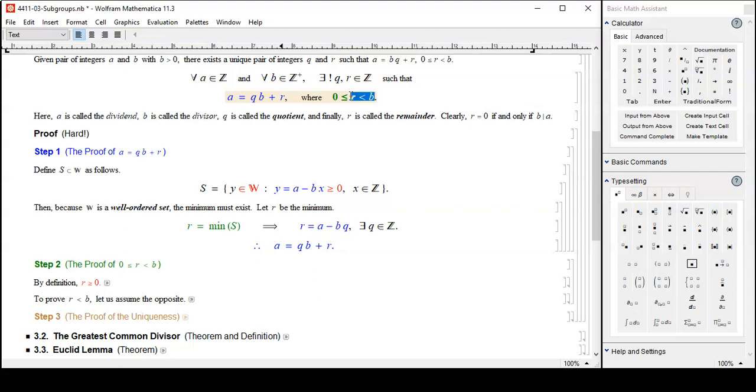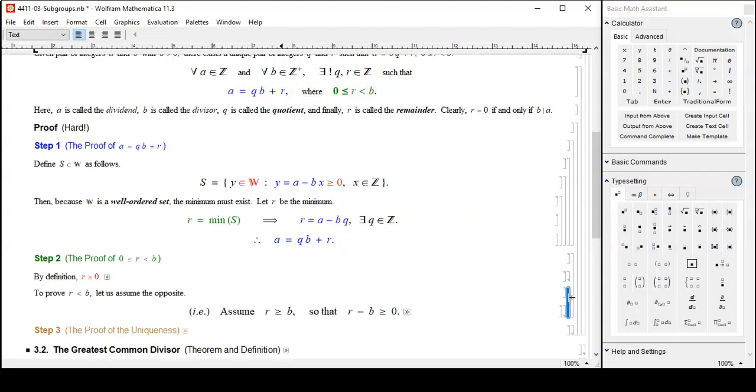How about the other part? R is less than B, that part. Well, for that purpose, let's assume the opposite. Let's assume R is greater than or equal to B, and we'll try to find out the contradiction. R is greater than or equal to B.